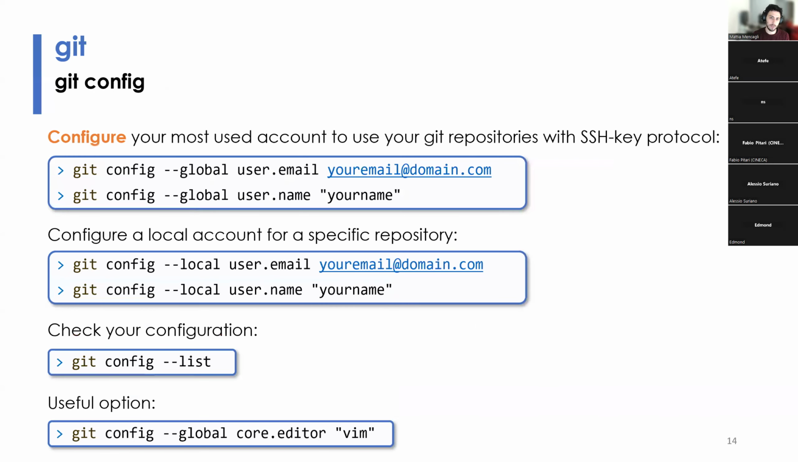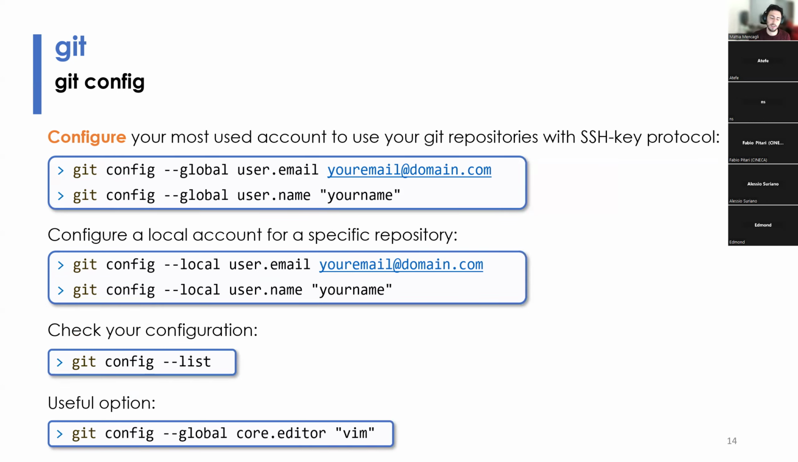Some other useful information about managing remote repository is the command git config. Git config allows you to set some Git variables. For example, if you use SSH key protocol, that is very useful, you will like to use this command, git config global user email and username, in order to set your mail and name in order to easily have access to your own repositories or a repository in which you have write access.